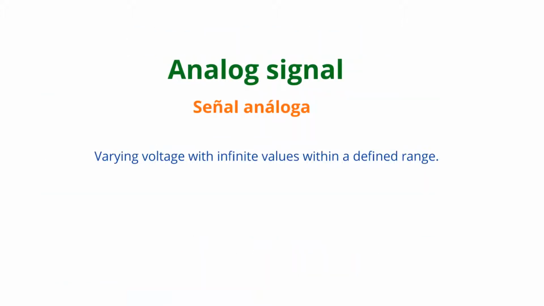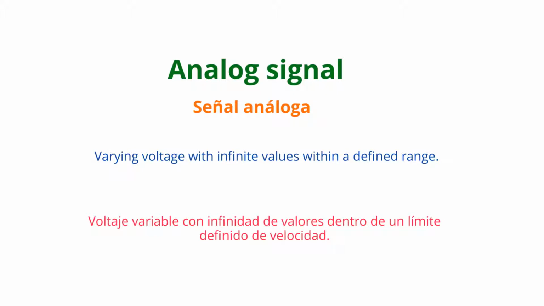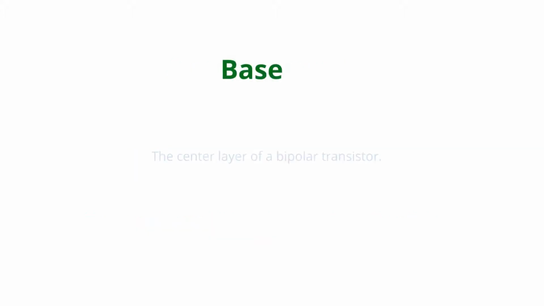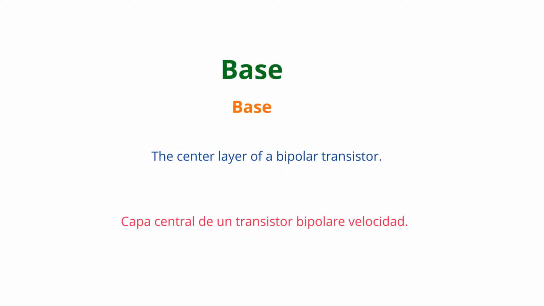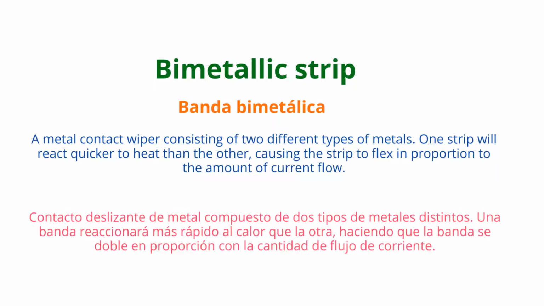Analog signal. Analog signal refers to varying voltage with infinite values within a defined range. Base. The base is the center layer of a bipolar transistor. Bimetallic strip. A metal contact wiper consisting of two different types of metals. One strip will react quicker to heat than the other, causing the strip to flex in proportion to the amount of current flow.